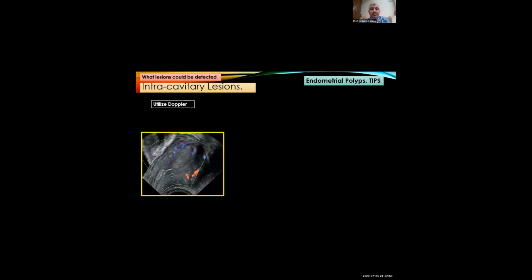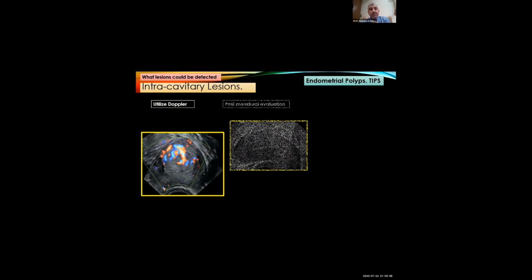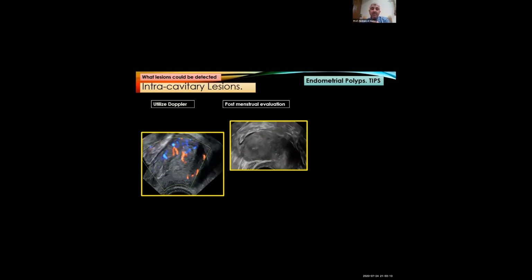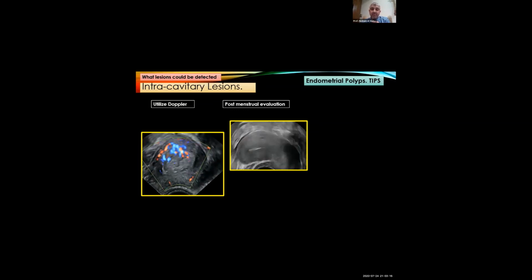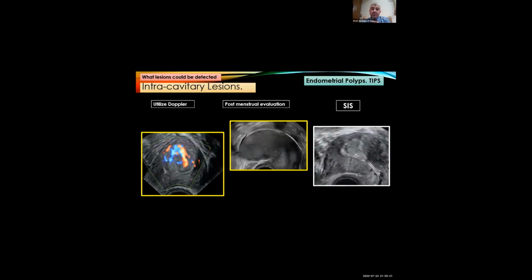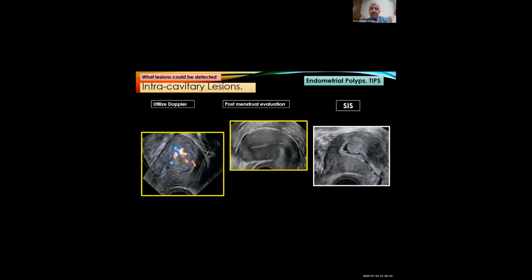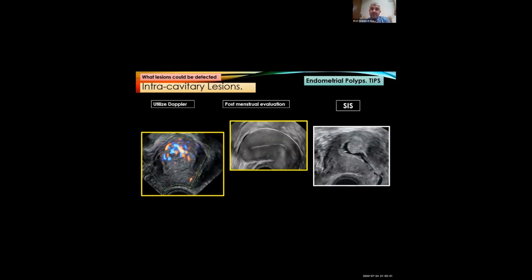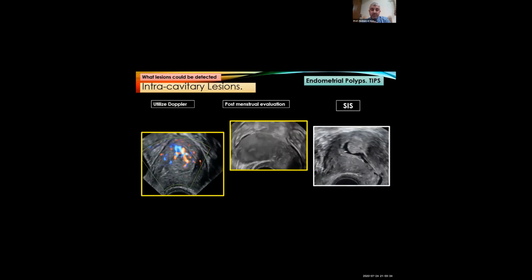My tips for polyps: use Doppler. It can give you an idea about the feeding vessel and the pedicle of the polyp. Always examine your polyps in a post-menstrual phase, because some of these polyps will detach, or it could be only an echogenic area in the endometrium and you will not see it in the post-menstrual phase. And if you are suspicious, always use saline infusion sonography. It gives you a very nice idea about the shape of the cavity and whatever lesion is present inside. So these are the three things that would help you to properly diagnose endometrial polyps.